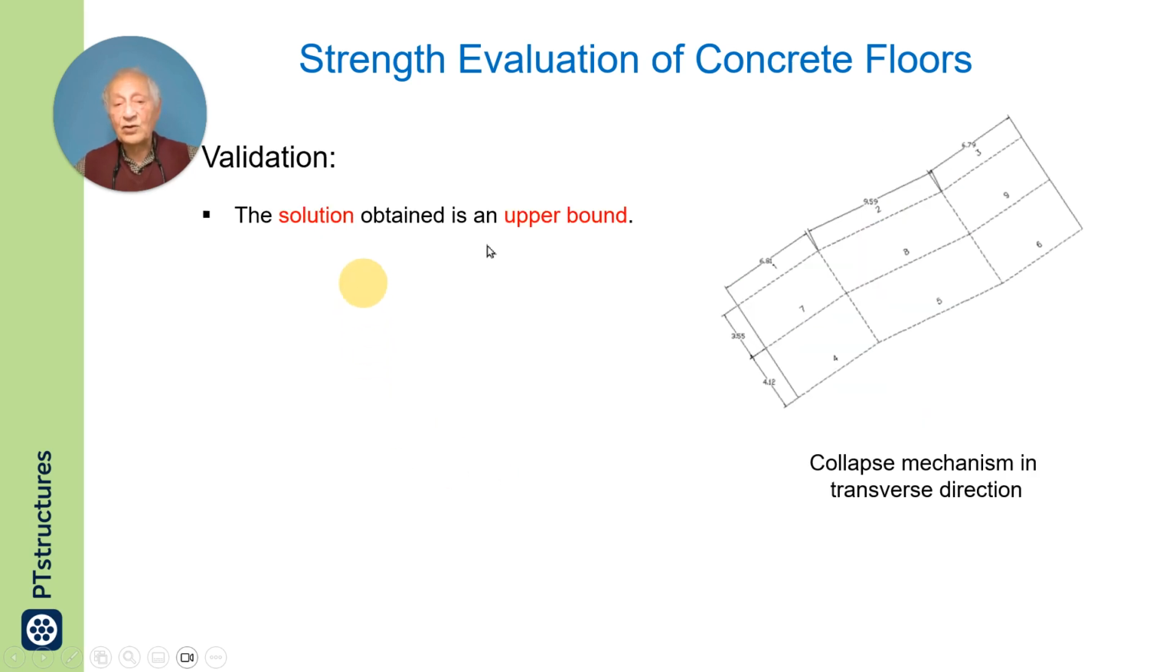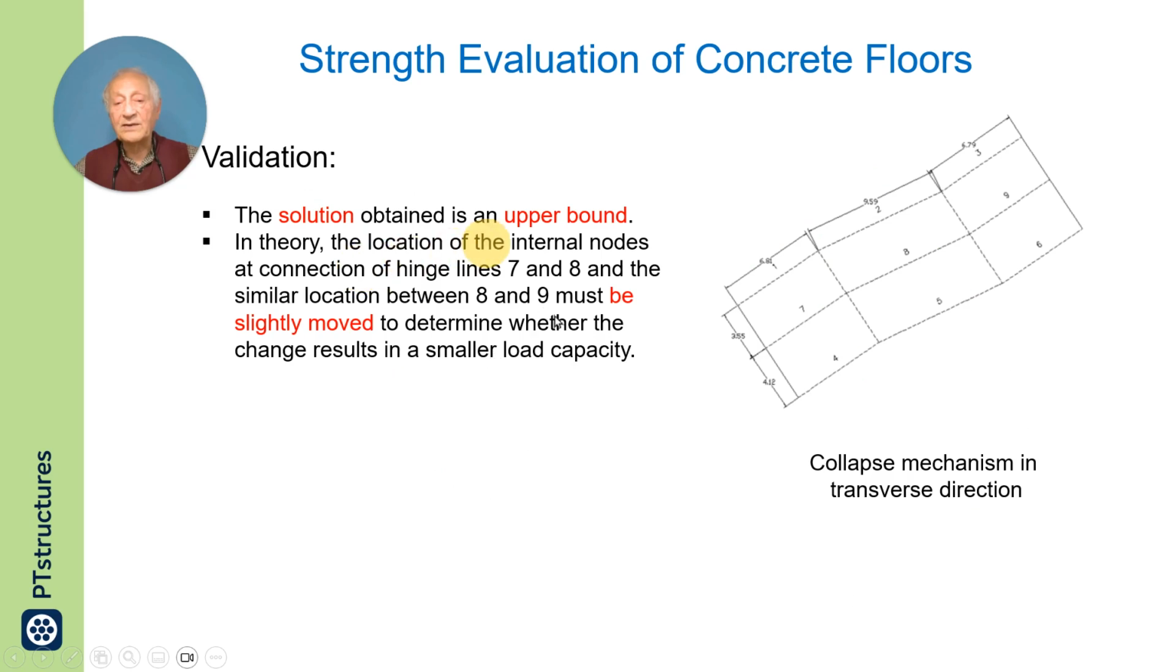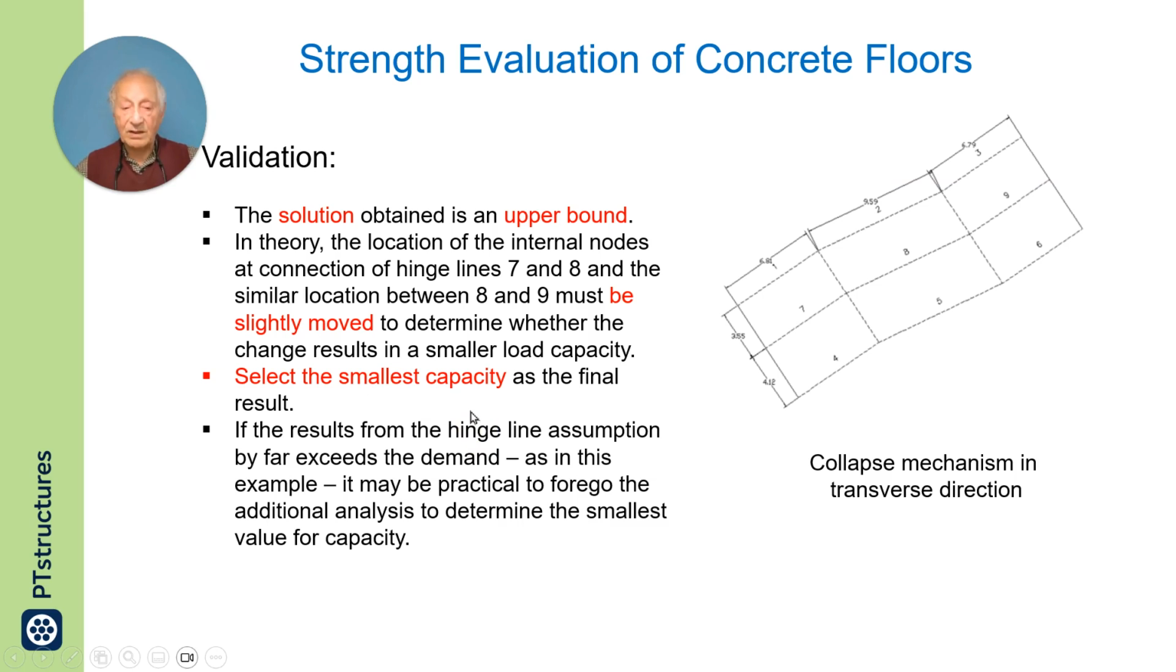The solution is obviously upper bound. In theory, the location of the internal nodes, these are the internal nodes, and the similar location must be slightly moved to determine whether the change results to a smaller load capacity. This is for the validation, and then select the smallest capacity as final results.